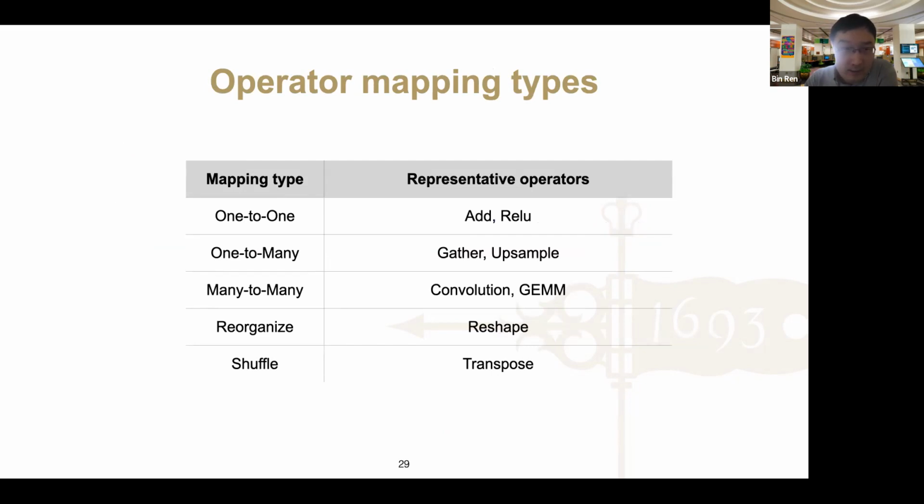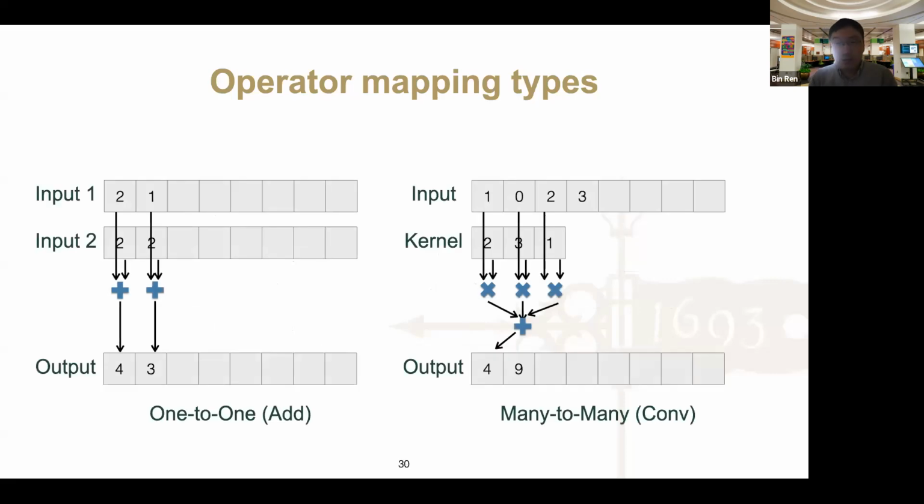They are one-to-one, one-to-many, many-to-many, reorganize and shuffle. For example, add and remove belong to the first one, one-to-one mapping type, and gather and upsample belong to the second one. Convolution and GMM belong to the third, many-to-many. So what's the meaning here? Let's look at two concrete examples. I hope by these examples I can give you a more concrete feeling about the meaning of these operator mapping types.